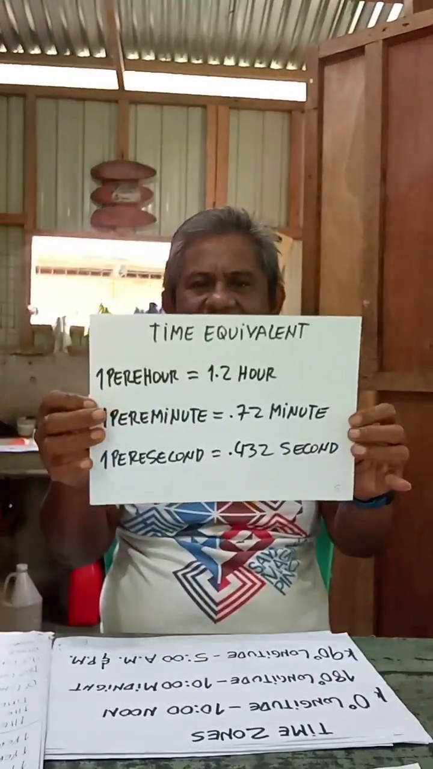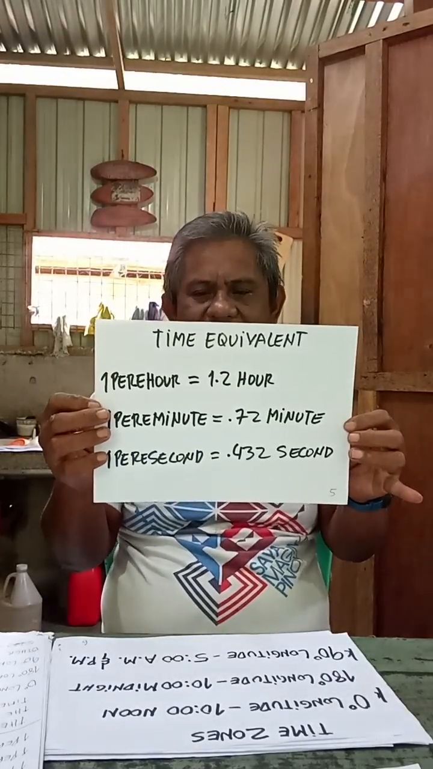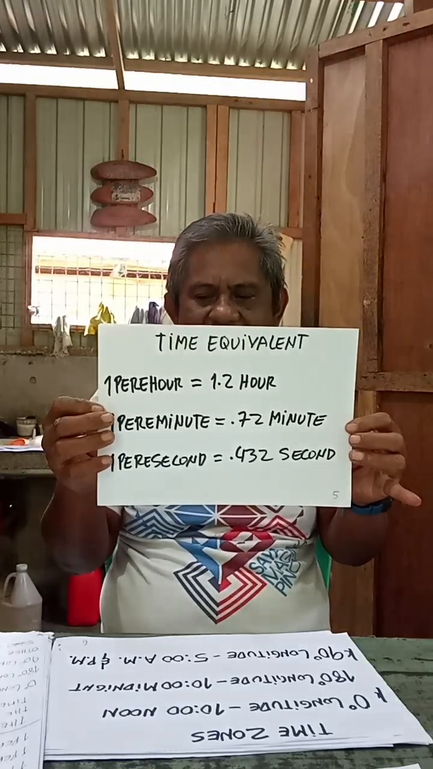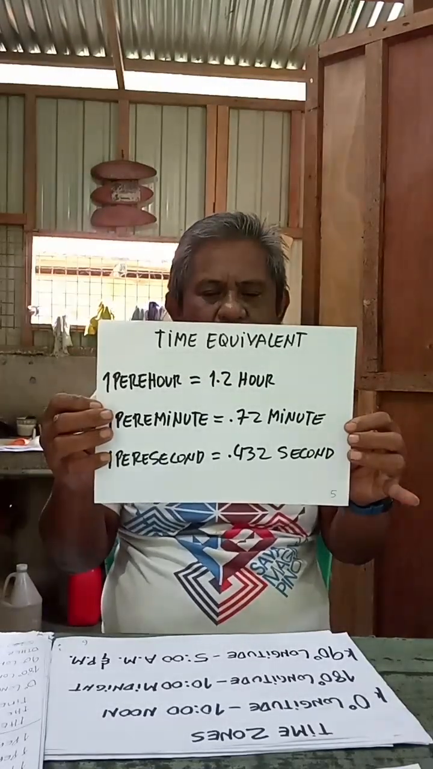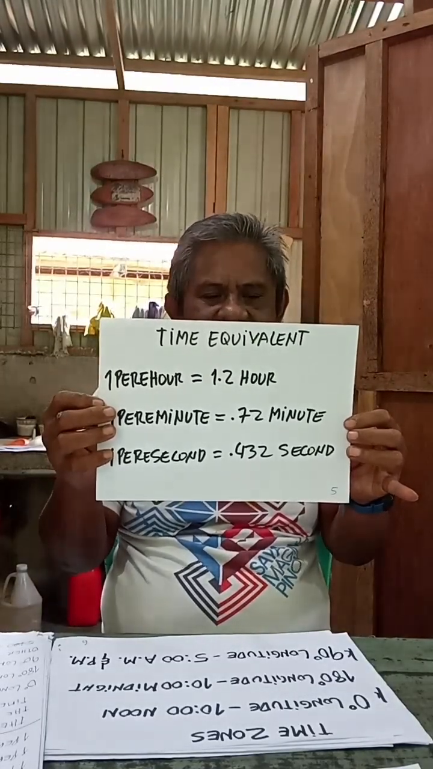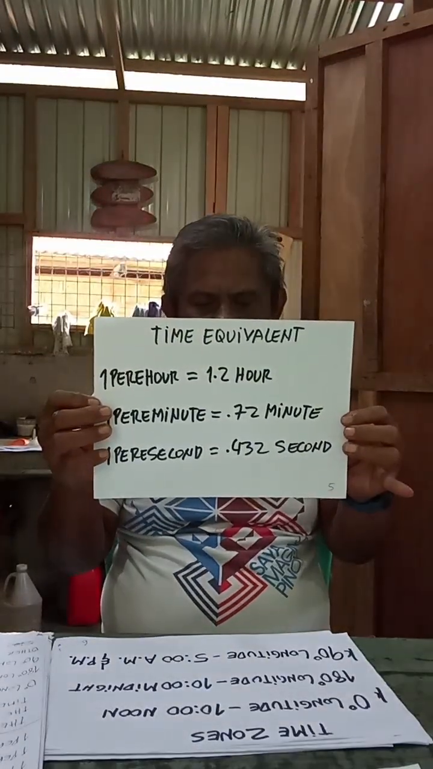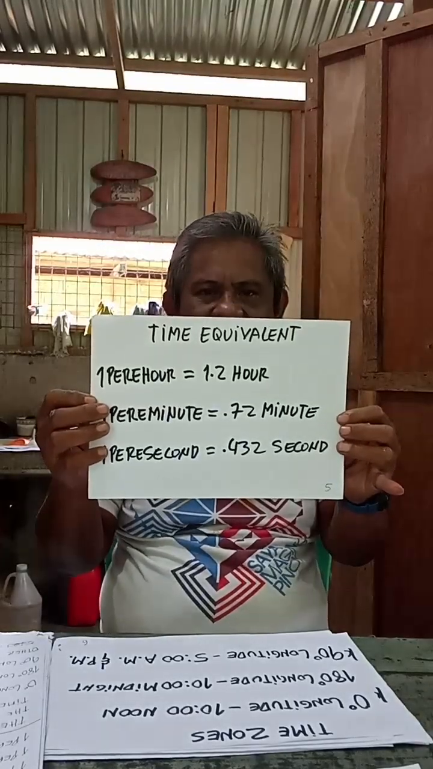So, the time equivalent, Peregrino Sienes Time to standard time. 1 peri-hour, Peregrino Sienes Time is equal to 1.2 hour standard time. And 1 peri-minute is equal to 0.72 minute standard time. And 1 perisecond is equal to 0.432 second standard time.